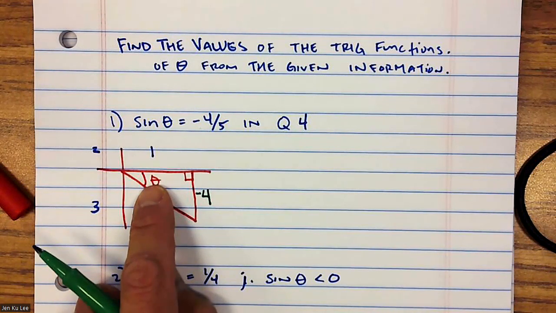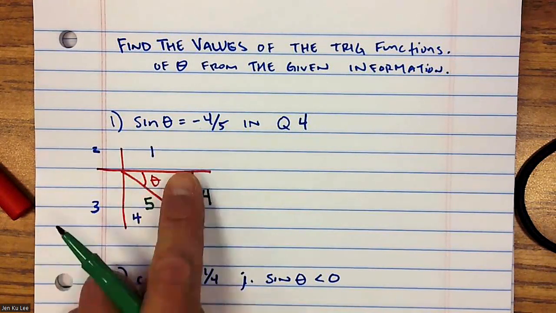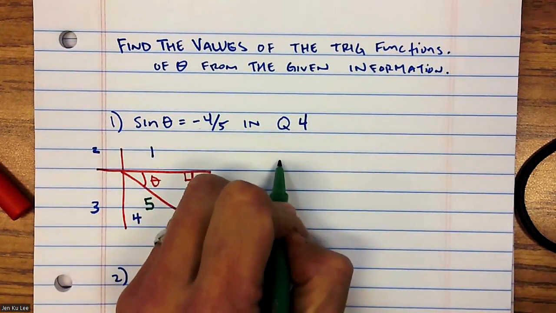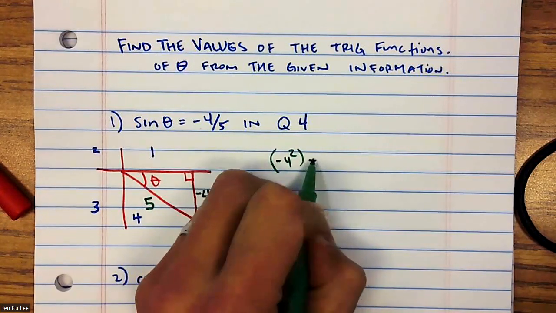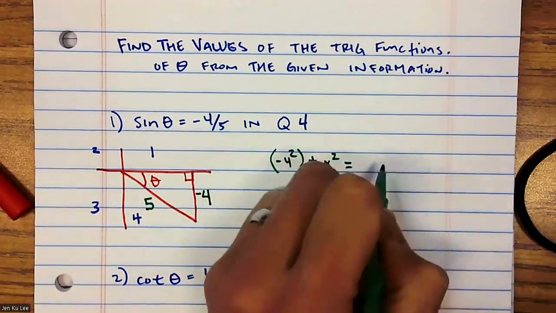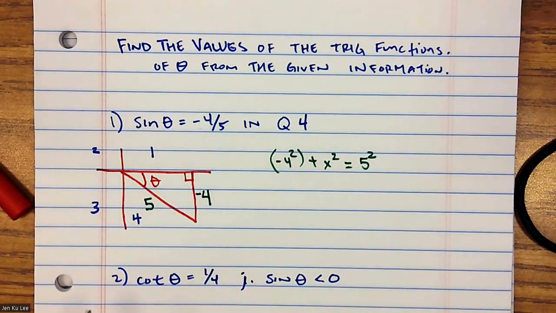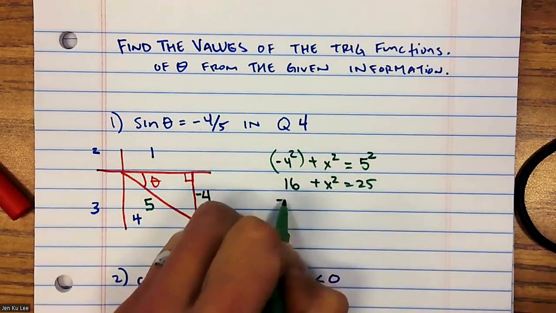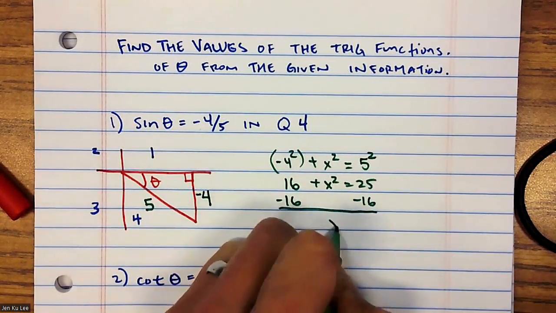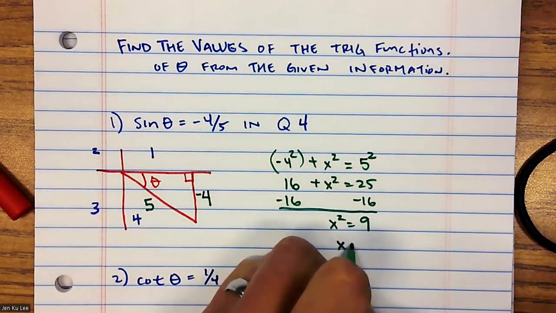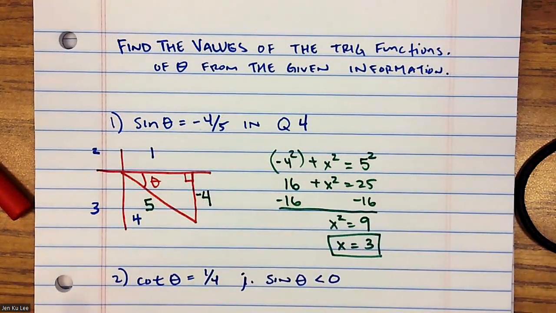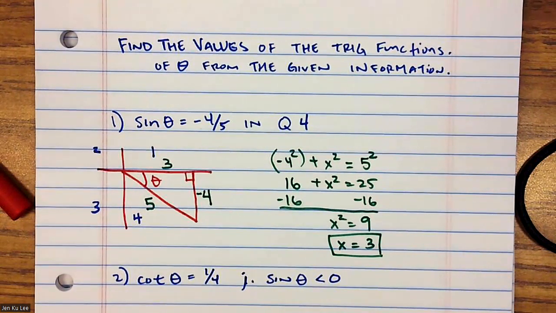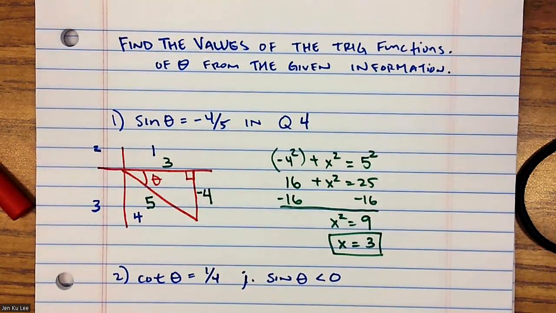Use the Pythagorean theorem, okay? We can use the Pythagorean theorem if you guys don't know the special right triangles. So you can go -4 squared plus x squared equals r squared, which is 5 squared. -4 squared is 16, plus x squared equals 25. Subtract 16 on both sides. x squared equals 9. x would equal 3.